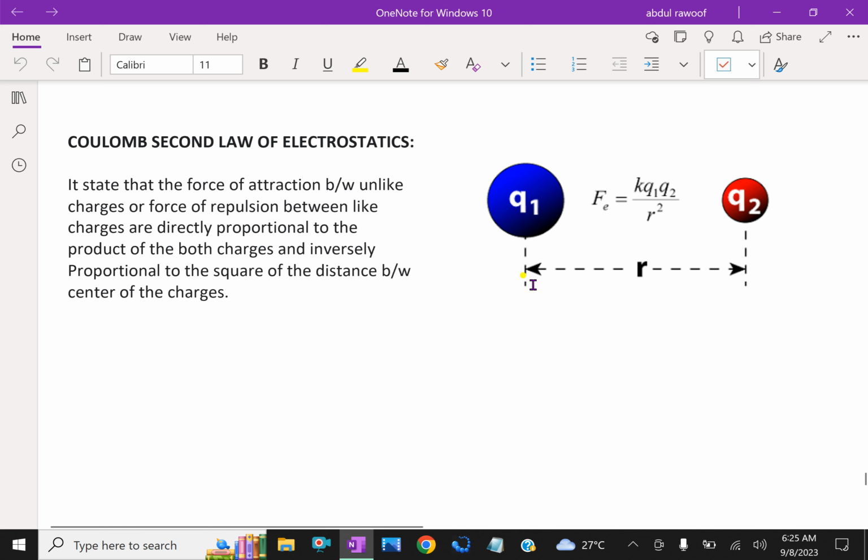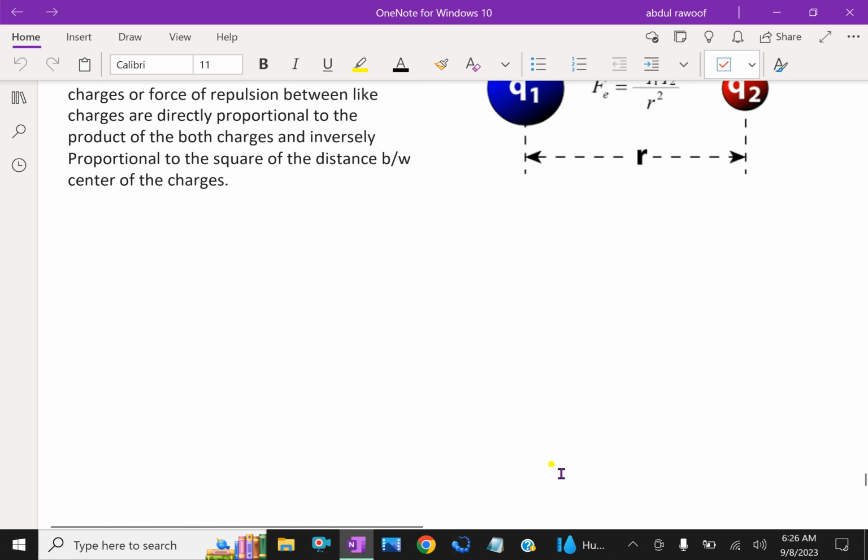Now the force of attraction or force of repulsion is equal to k into q1 q2 by r square, where q1 and q2 are the charges of each point charge, and the product is directly proportional and the square of the distance is inversely proportional. So k is a constant. Now we'll discuss this further.